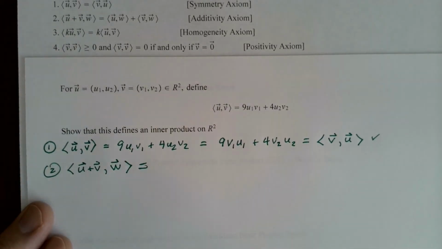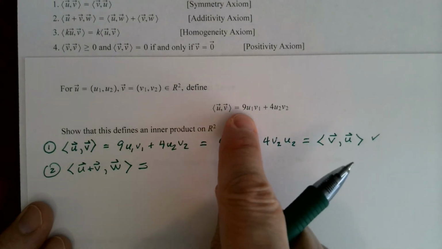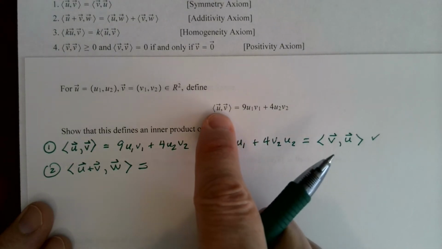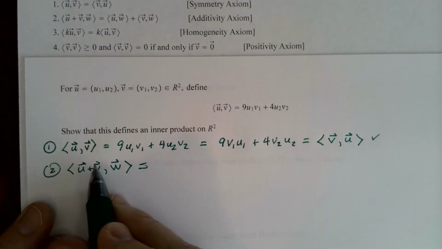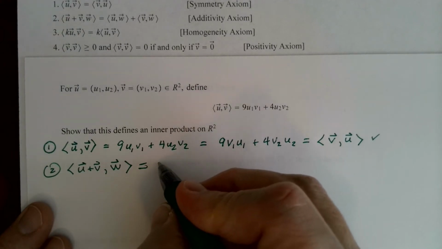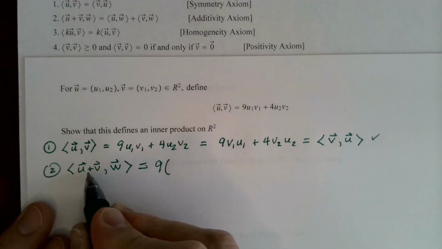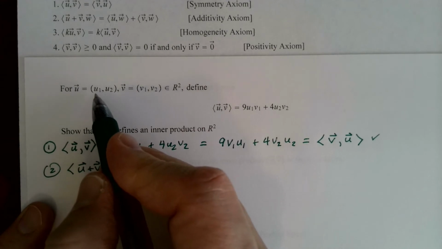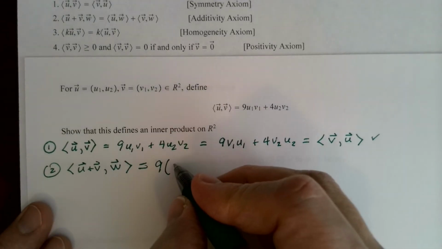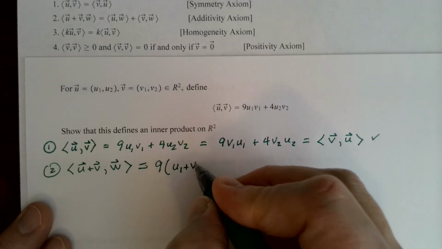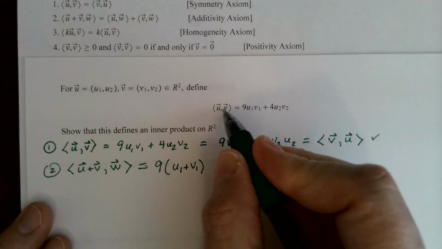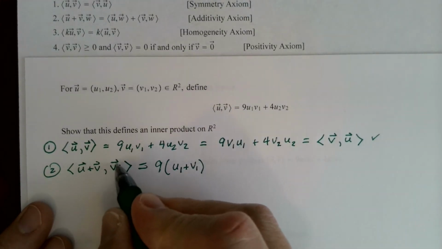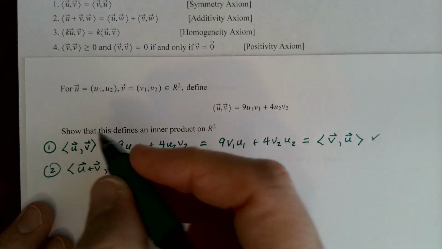And what would that be? Well, again, the definition is 9 times u1, the first component of this first vector. This first vector is u plus v. What's the first component of the vector u plus v? Well, by standard vector addition, it will just be u1 plus v1, and then times w1, the second vector's first component, rather. And w is that. We're going to use the convention, same thing.